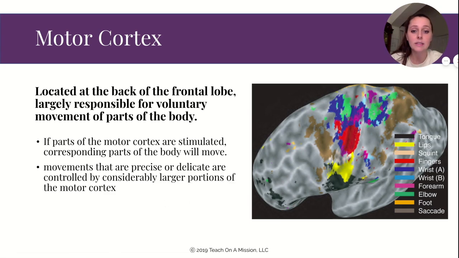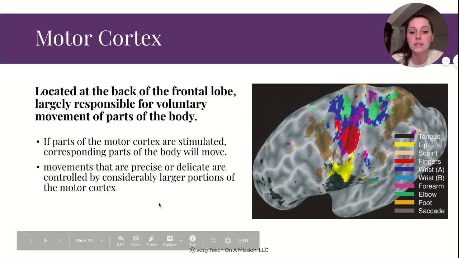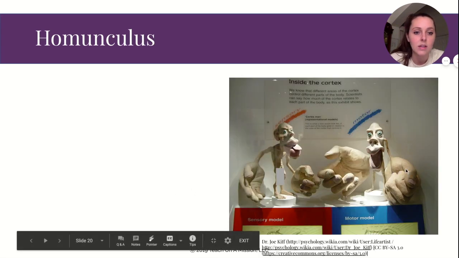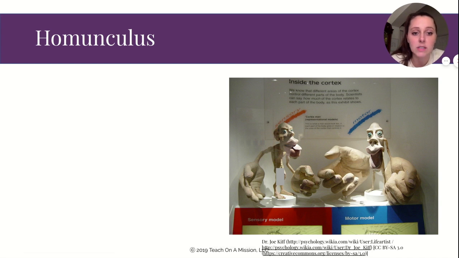Movements that are precise and delicate are controlled by larger portions on the motor cortex. So the more precise that movement is that you have to do, there's more space for it on the motor cortex as opposed to a movement that is less precise. So let me show you this picture. It's also in the PowerPoint that's on Canvas.